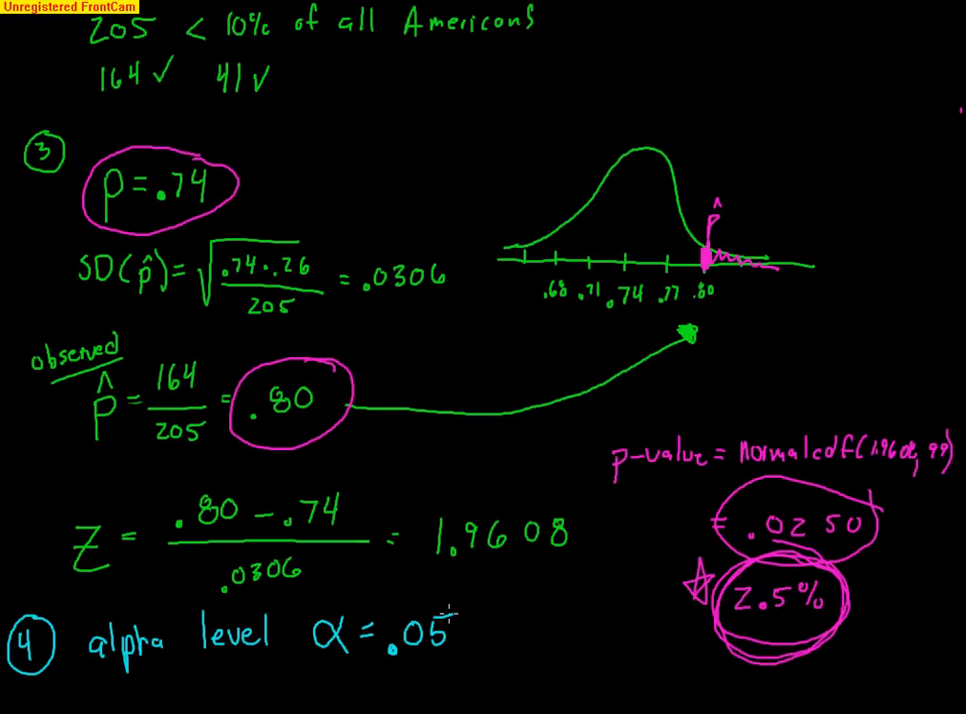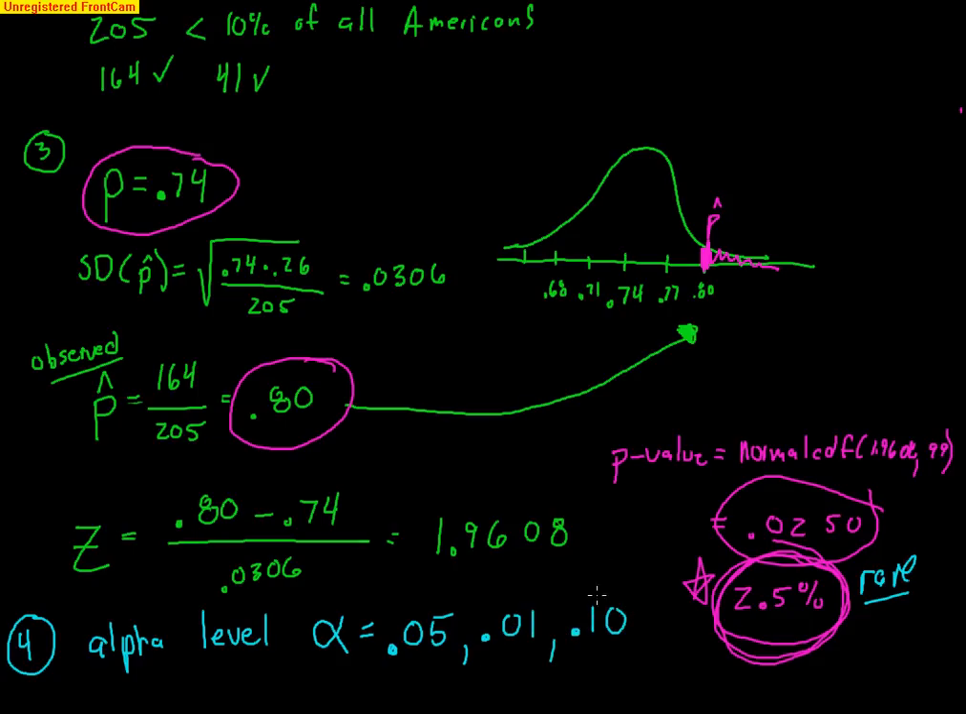Anything above 5% would be considered not that rare, not that unusual, or not that crazy. So based on a p-value of 2.5%, that is lower than 0.05, so we would consider this to be rare. Now, other times we might use an alpha value of 0.01, or we might even be really high and use an alpha level of 0.10.